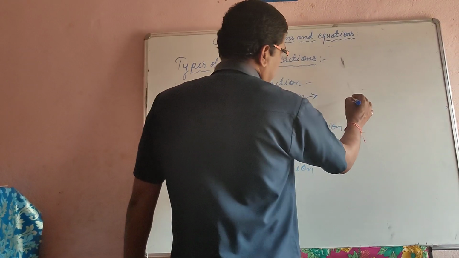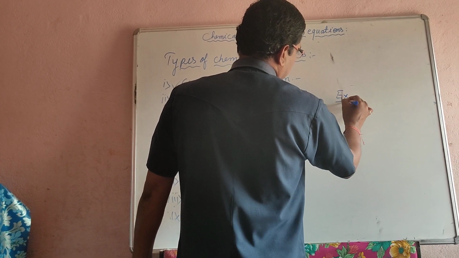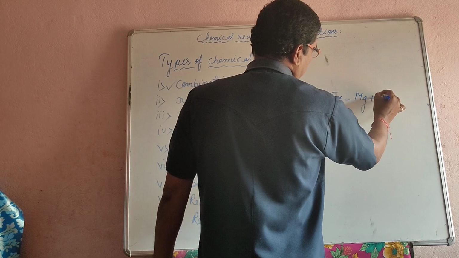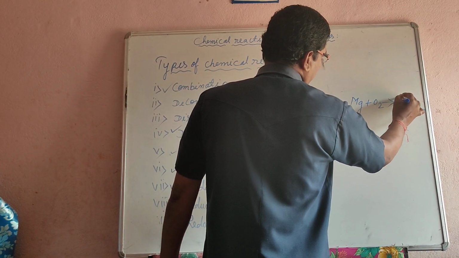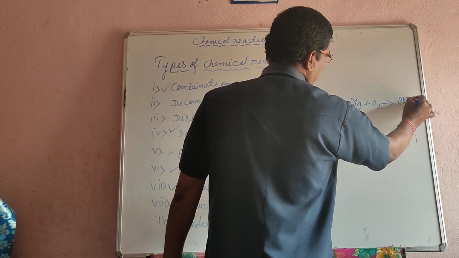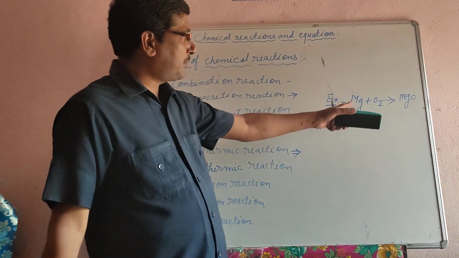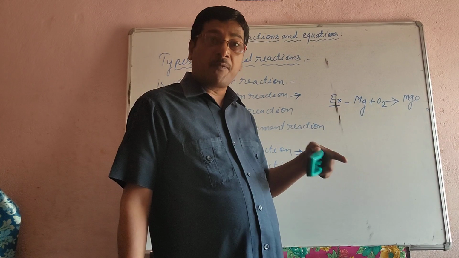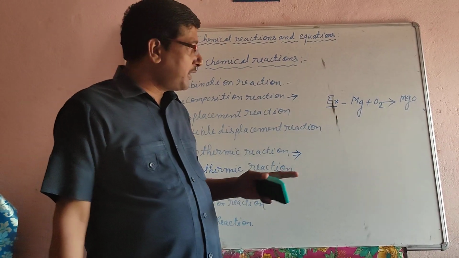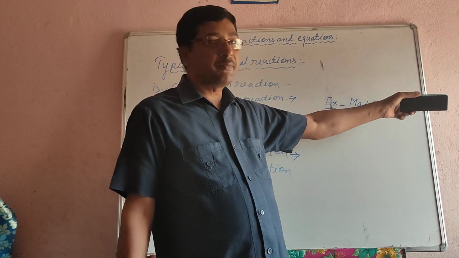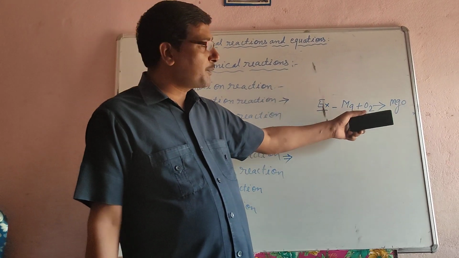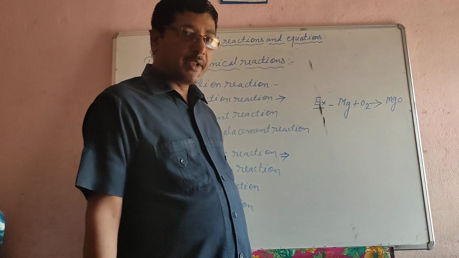Example, take the magnesium. Magnesium is combined with the oxygen. As a result of that, it is producing magnesium oxide. Very simple, here magnesium is gaining the oxygen and forming the magnesium oxide. Means gain of oxygen is taking place. So it is a very good example of the oxidation reaction.